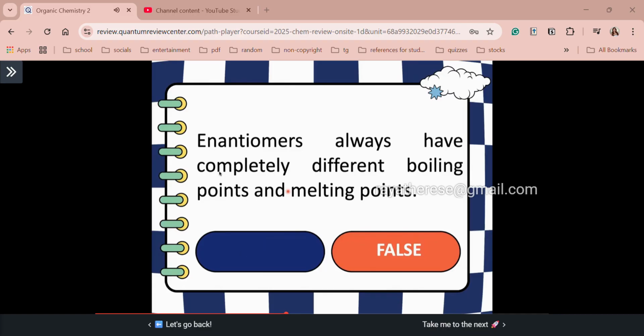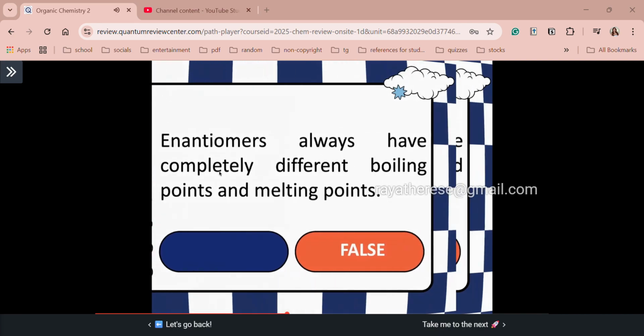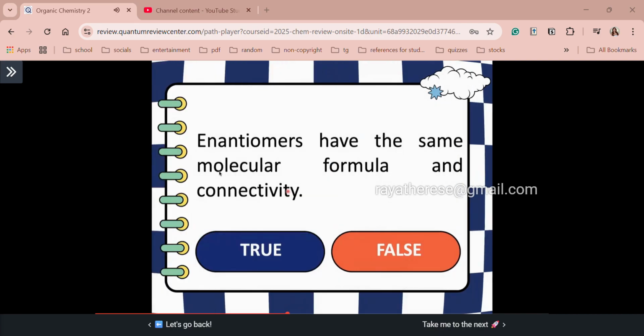Again, they have identical physical properties, and their point of difference is their ability to rotate plane polarized light, the optical rotation characteristics of enantiomers. Right? They have R and S configurations. Enantiomers have the same molecular formula and connectivity. No, again, they have different spatial arrangements. So this is obviously a false statement.